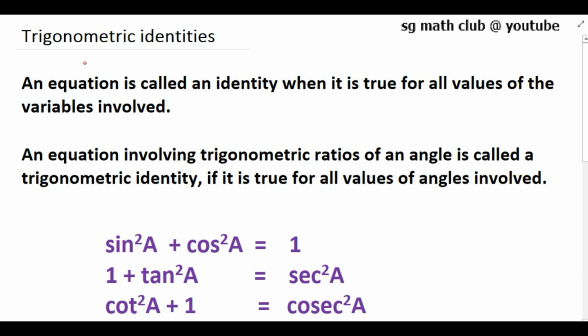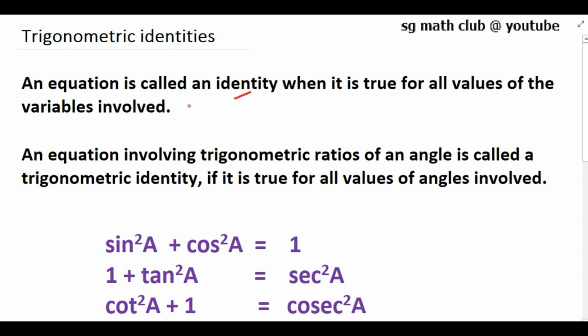In the last video, we saw trigonometric ratios of complementary angles. Today we will learn trigonometric identities. So what do you mean by an identity? An equation is called an identity when it is true for all values of the variables involved.